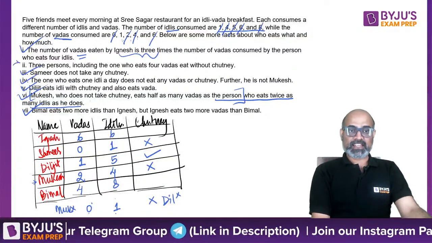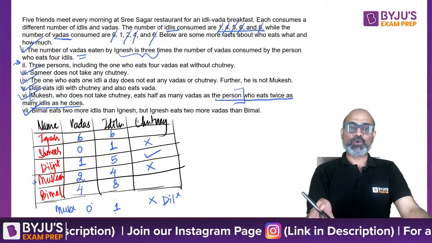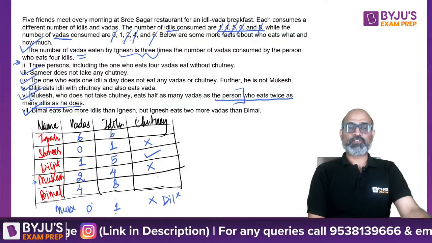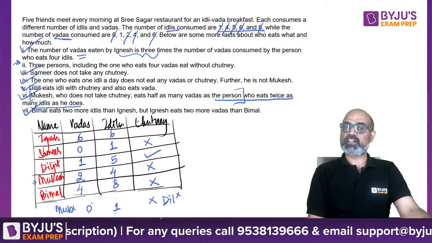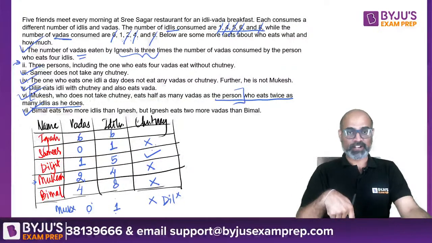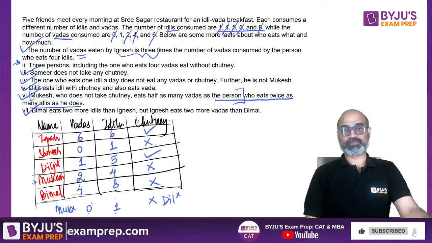Now, second statement miss कर दिया था, फिर से पढ़ते हैं. 3 people, including the one who eats 4 vadas, eat without chutney. So, Vimal doesn't take chutney and there are already 2 people who don't take chutney. So, 3 people are already done, which implies Vignesh takes chutney.